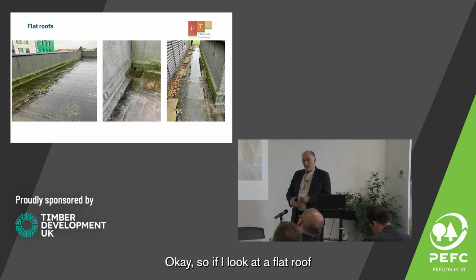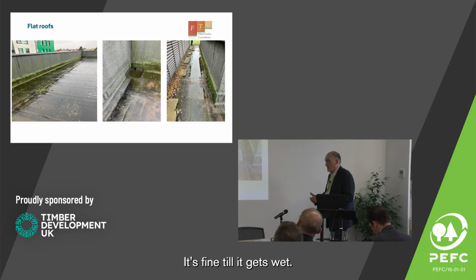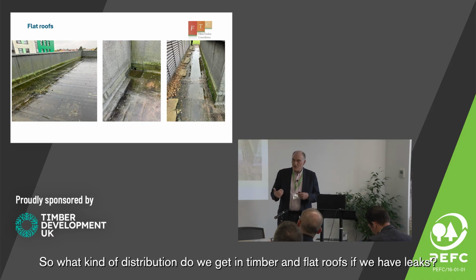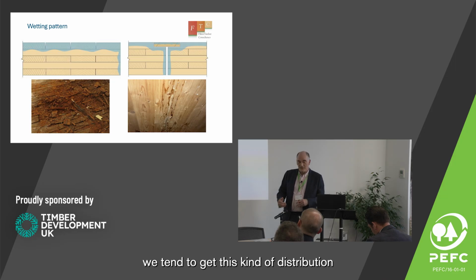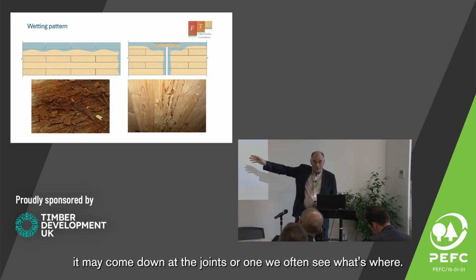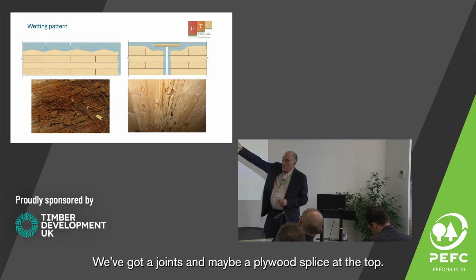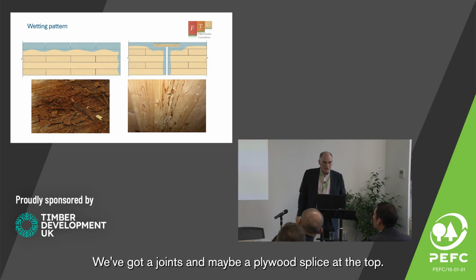Okay, so if I look at a flat roof and we've got areas like that, we've got lots of water, it's fine until it gets wet. So what kind of distribution do we get in timber flat roofs? We tend to get this kind of distribution where we've got water at the top. It may come down at the joints, or one we often see is where we've got a joint and maybe a plywood splice at the top. Yeah?